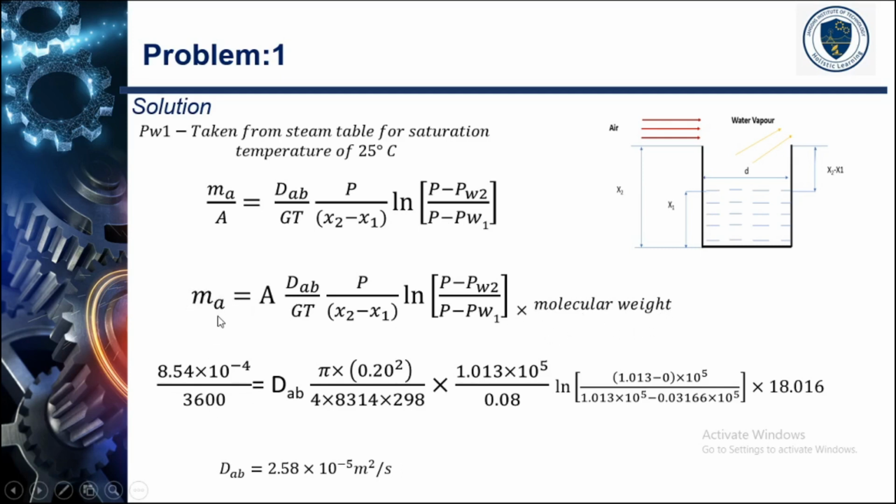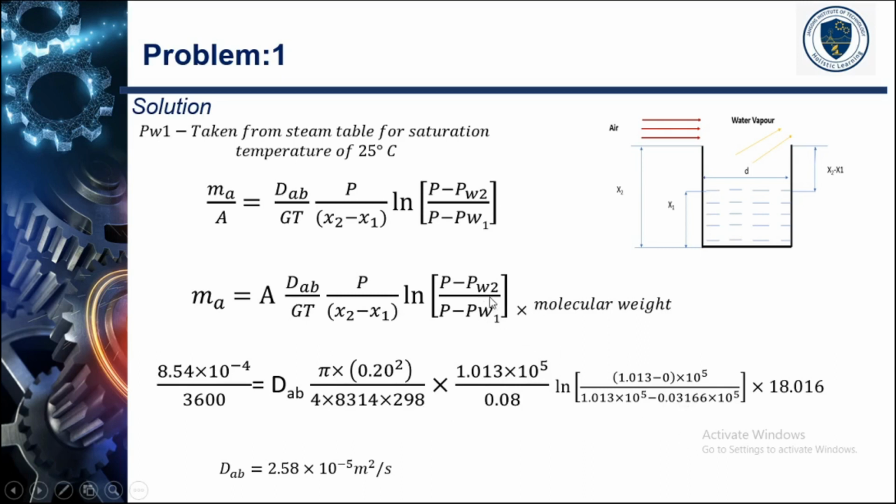So now I have to substitute all the values in the formula. To convert mass flow rate in kilogram per hour into kilogram per second, I divided by 3600. Then I substitute all the values. Here the area is pi by 4 d square, so I substitute pi by 4 d square. G is 8314. Temperature is 298. Then all these values are known. Here the total pressure is 1.013 into 10 power 5. Now Pw2 and Pw1 we have to find.